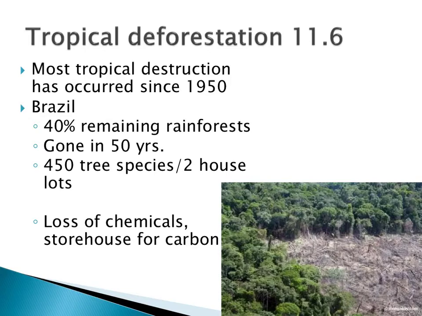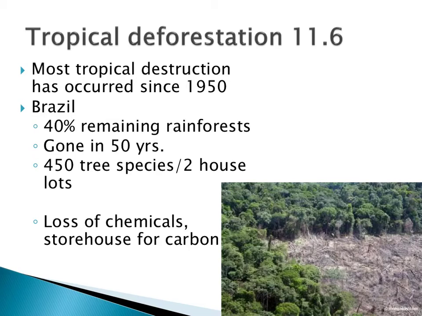Use less paper in the first place. So let's talk tropical deforestation. Most tropical deforestation has occurred since 1950. Keep in mind, Brazil has most of the remaining rainforest. Problem is, at the rate it's going, it could be gone in 50 years.